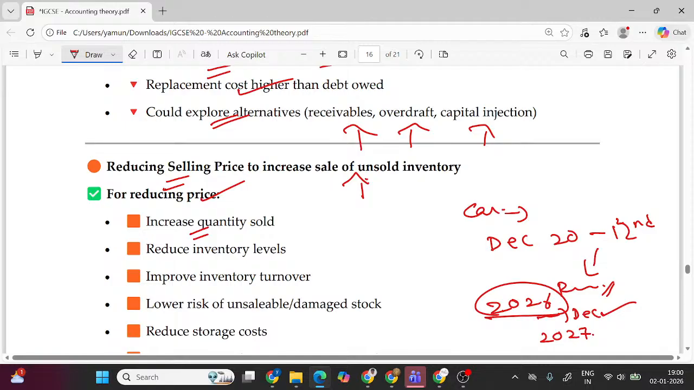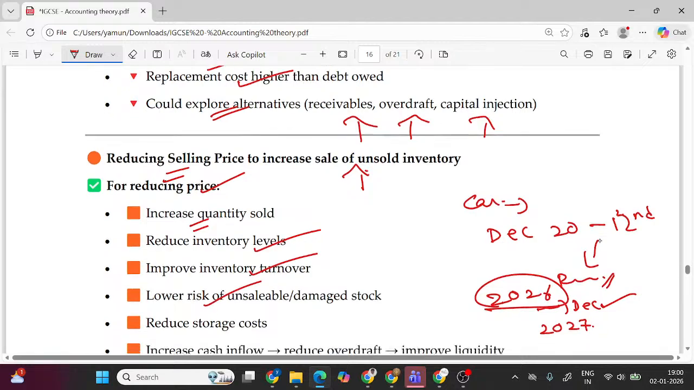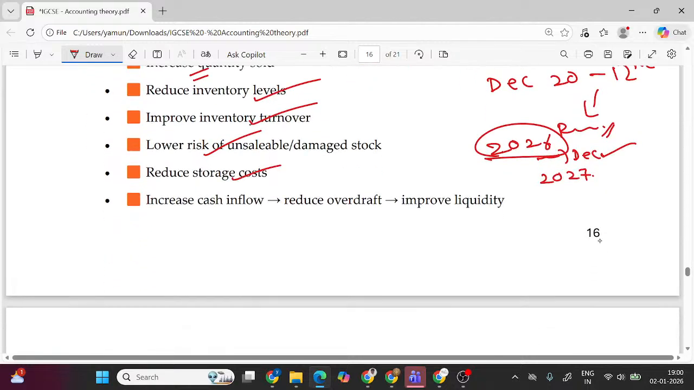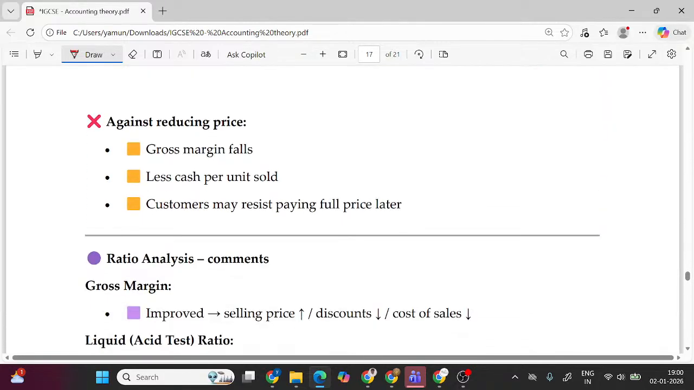Definitely not. Reduce inventory levels, improve inventory turnover, lower risk of unsaleable or damaged stock, reduce storage costs and increase cash inflow. Reduce the overdraft. See how the impact is there. And improve the liquidity. Is it okay? Against: gross margin may be falling, less cash per unit sold, and customers may resist paying full price later.